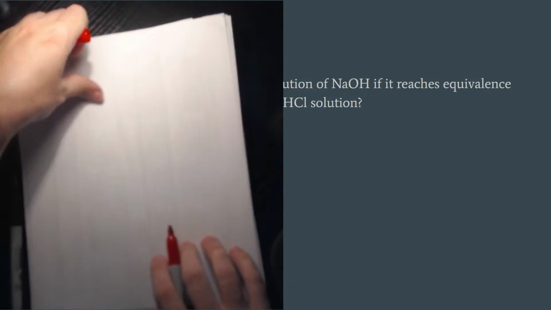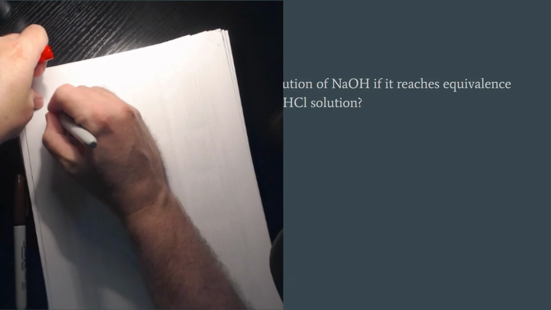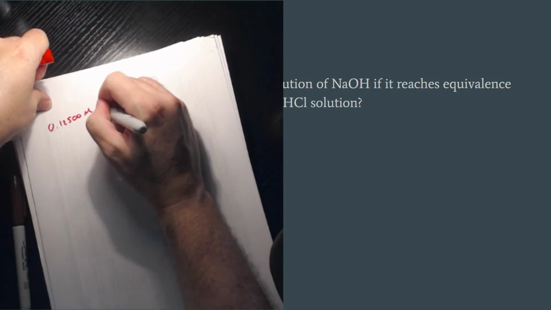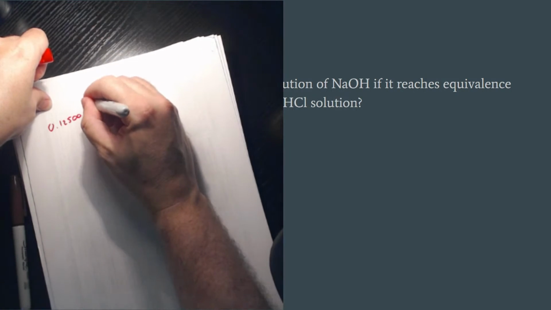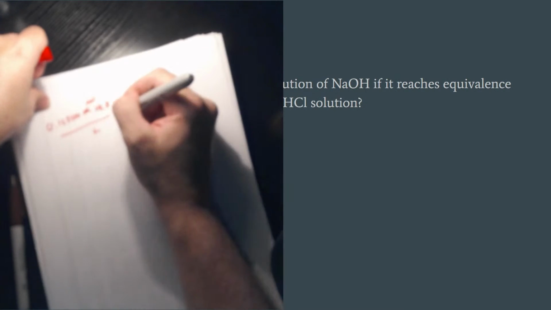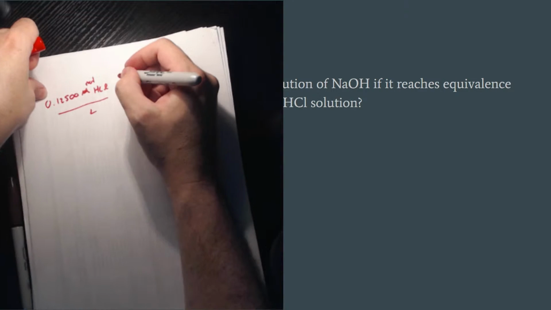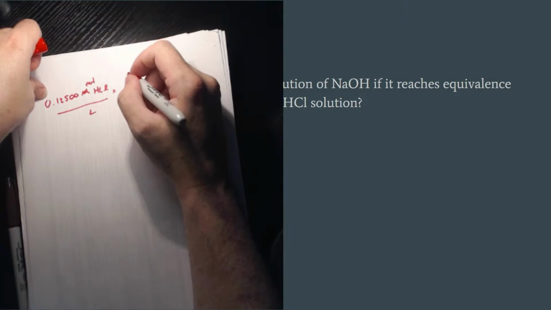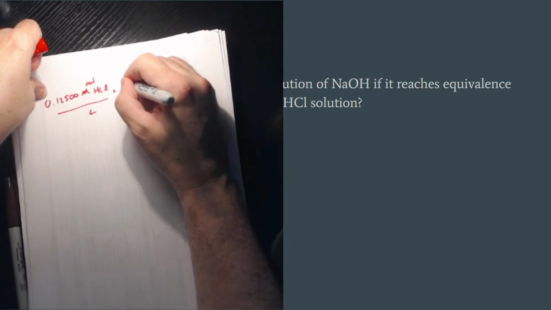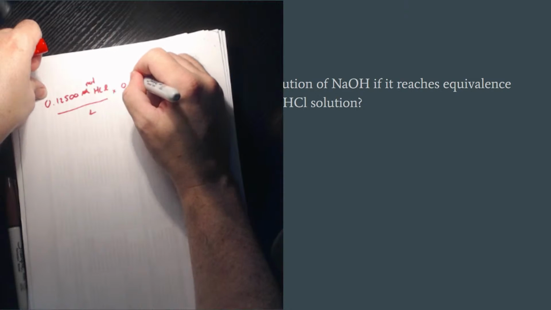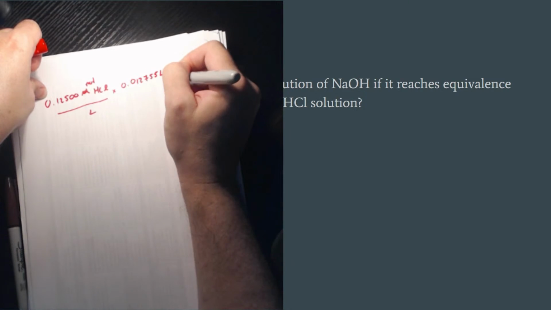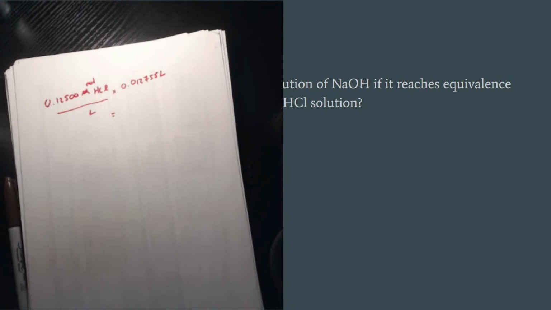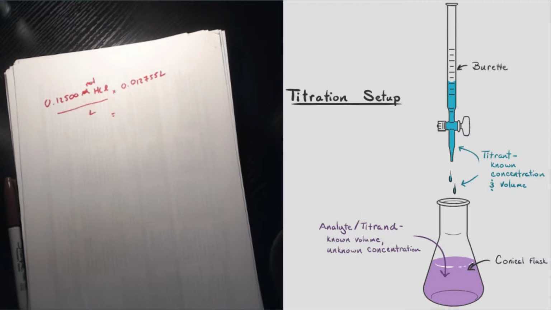Okay, so let's bring this up. So we have 0.12500 molar HCl. Okay, so molar means moles per liter. We also had a certain volume of that. Remember, we have to convert to liters. So we have 12.755 mL. Move the decimal place 3 to the left: 0.012755 liters.